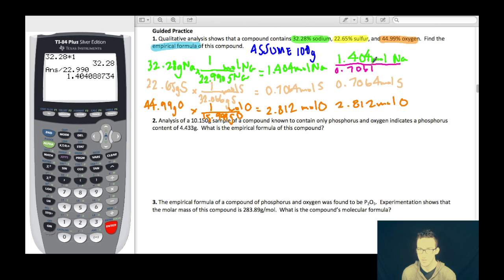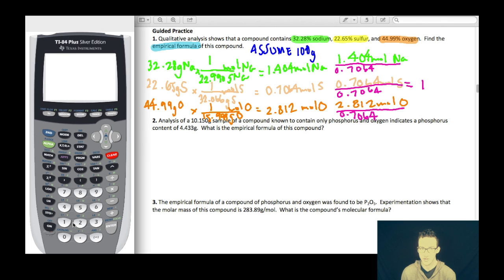0.7064, this one is going to be, well, 1. Okay, but if we plug the rest of those into our calculator, you might be able to do the first one in your head. 1.404 divided by 0.7064, we get 1.98. So this one is going to be close enough. We're within 1/10 of a mole that we can say, oh, that's about a 1 to 2 relationship.